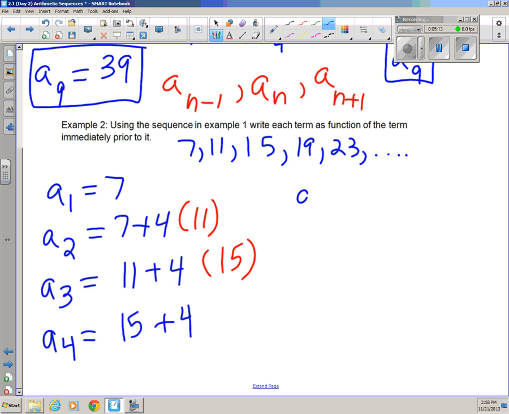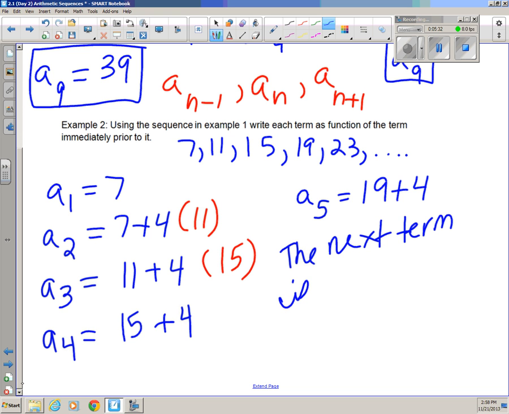Think about this one. My fifth term would be my fourth term, which happens to be 19, plus my common difference, plus my 4 more. So basically what's happening is the next term of a sequence is the prior term added by the common difference.